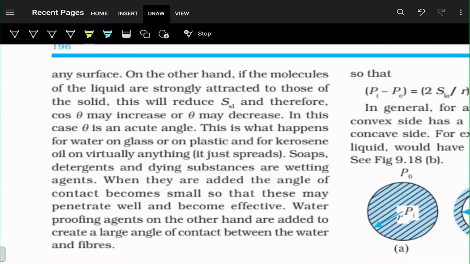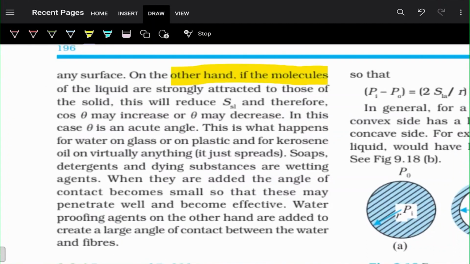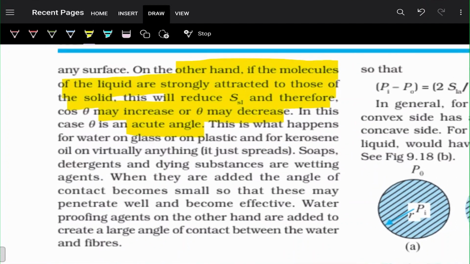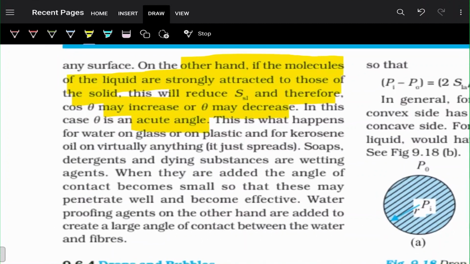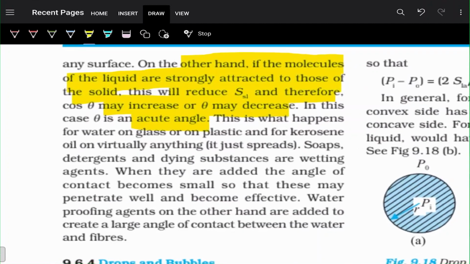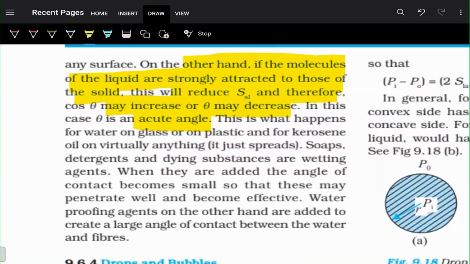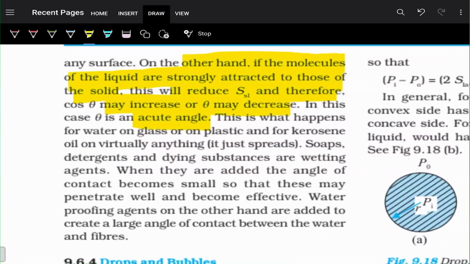സോളിഡുമായിട്ട്. See, the molecules of the liquid are strongly attracted to those of the solid. This will reduce the surface energy between solid and liquid, and therefore cos theta may increase or theta may decrease. That is, theta is an acute angle. Acute angle എന്തുകൊണ്ടാണ് acute angle ആകുന്നത്? Molecules of the liquid are strongly attracted to those of the solid. Correct. This is what happens for water on a glass or on plastic, and for kerosene oil on virtually anything.